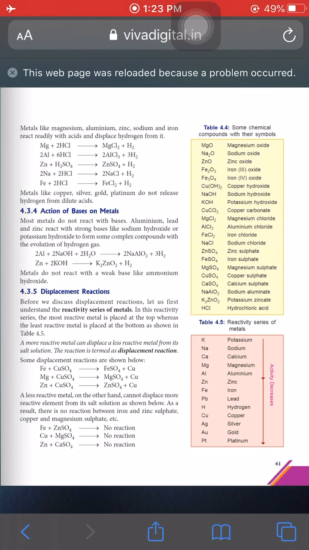Before we discuss the displacement reaction, let us first understand the reactivity series of metals. In this reactivity series, the most reactive metal is placed at the top, whereas the least reactive metal is placed at the bottom. So, what is a displacement reaction? A more reactive metal can displace a less reactive metal from its salt solution.